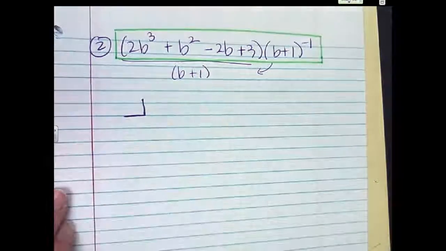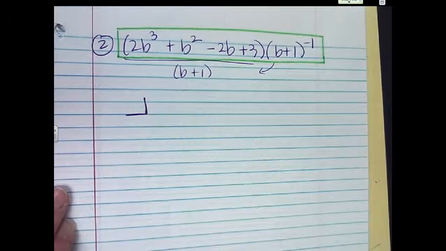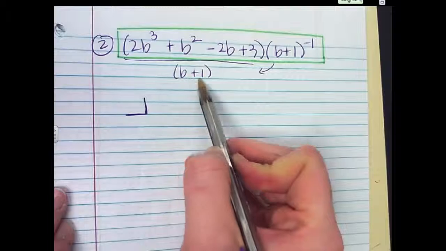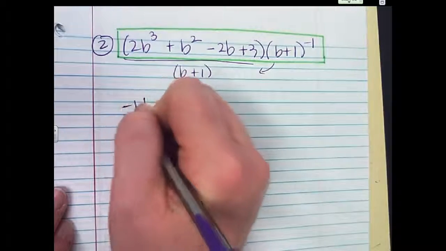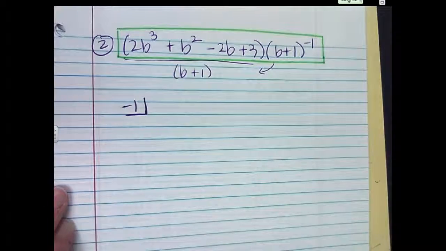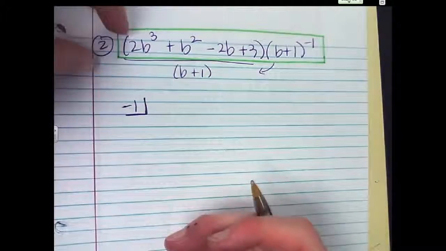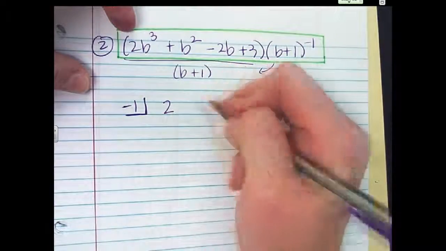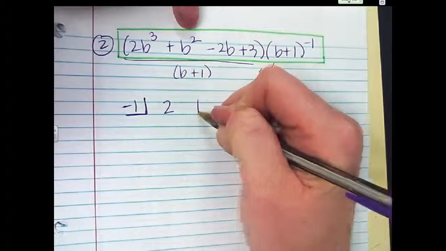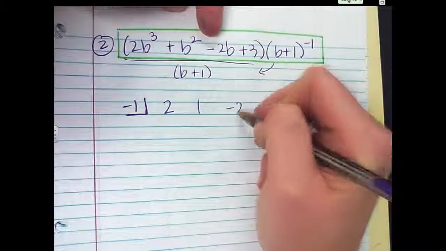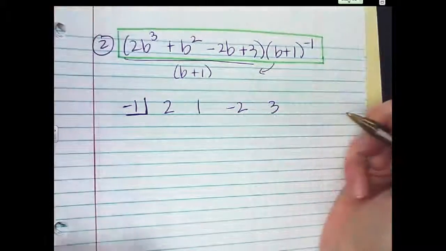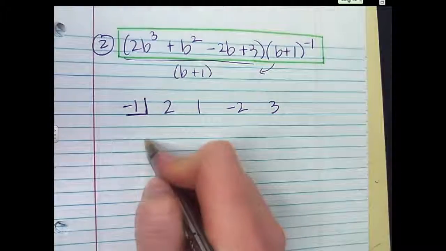What goes in the box? What do you think goes in the box? -1, right here. If I solve this, I would subtract 1. So -1 goes in the box. And then we put our coefficients. So start here. So I have 2, 1, -2, and +3. And draw your line.